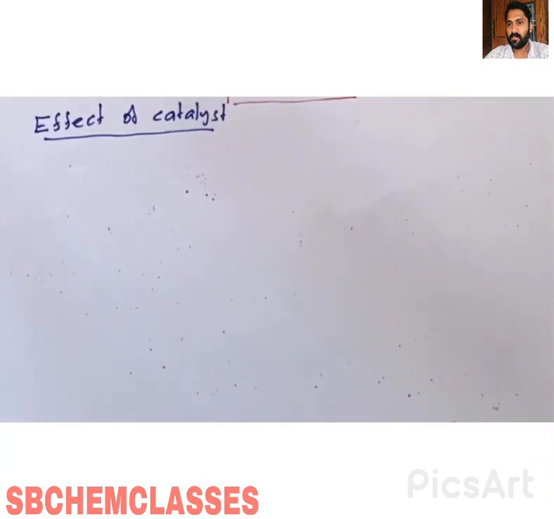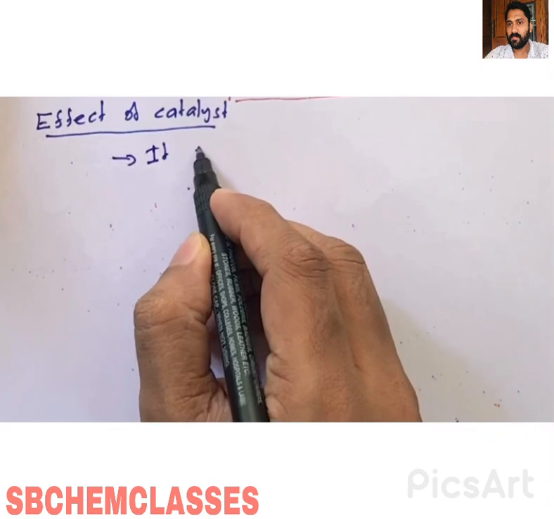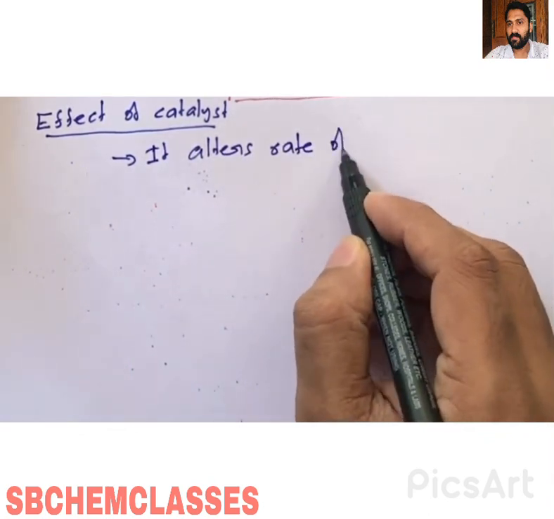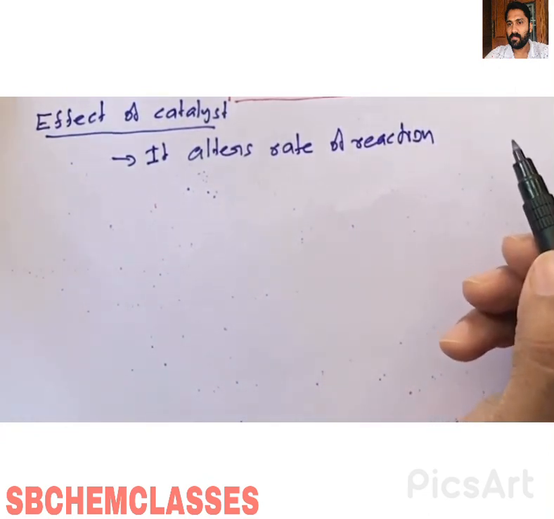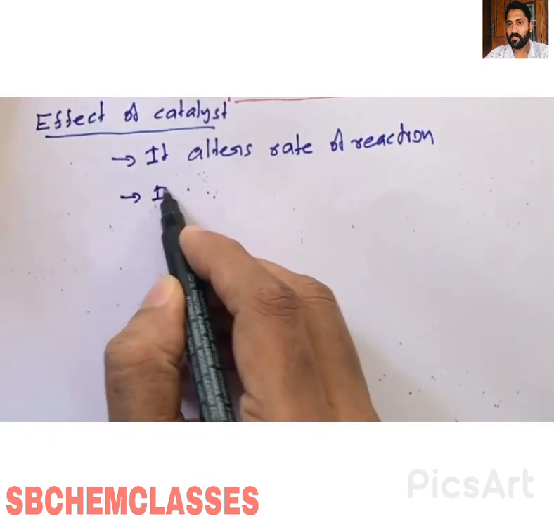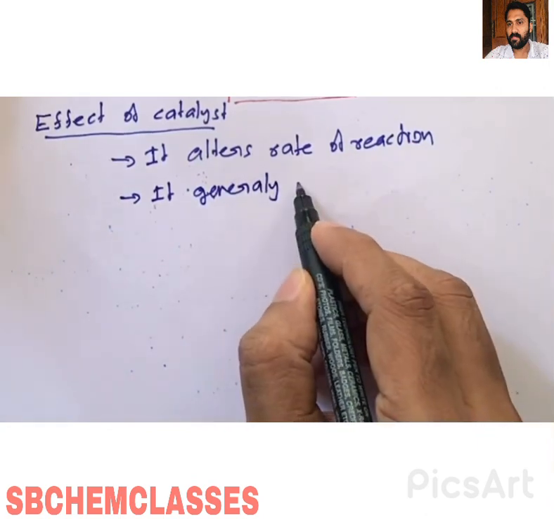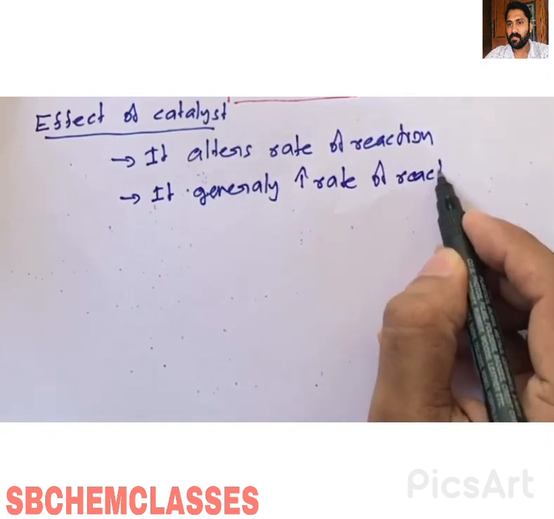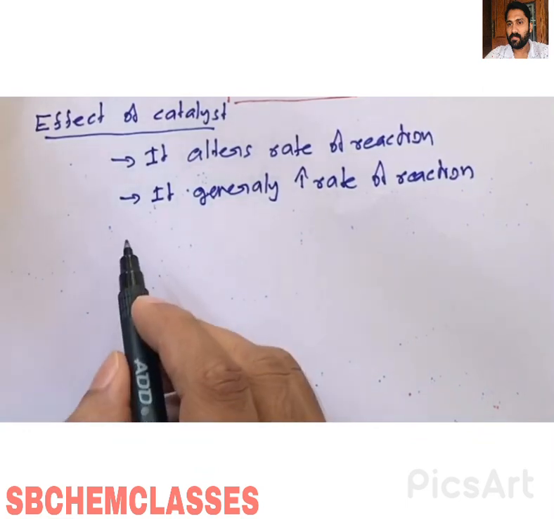By Arrhenius diagram, we can explain effect of catalyst. We know catalyst generally alters rate of reaction. That means it can increase or decrease rate of reaction. But generally catalyst is used to increase rate of reaction. This effect of catalyst can be explained by Arrhenius diagram. It is very simple.